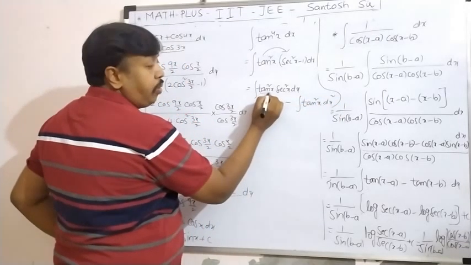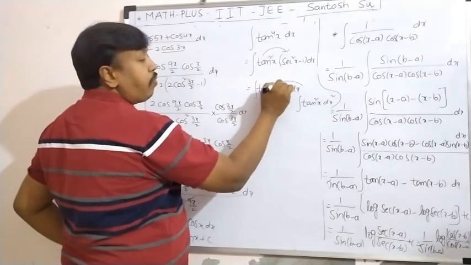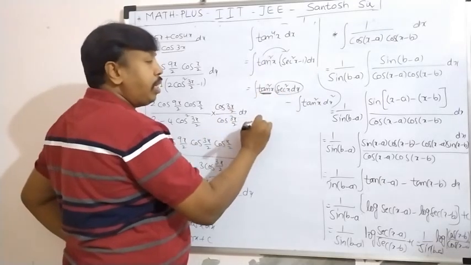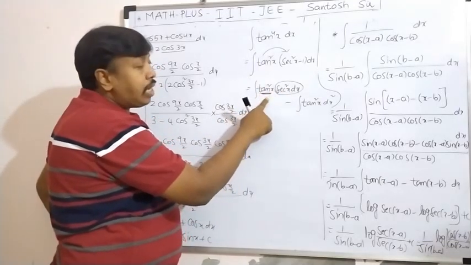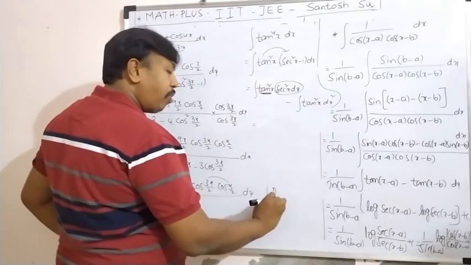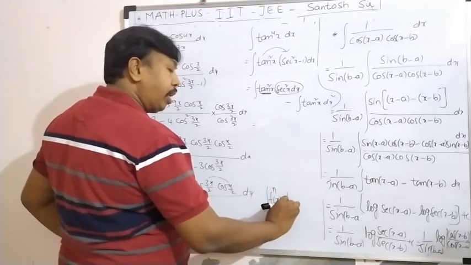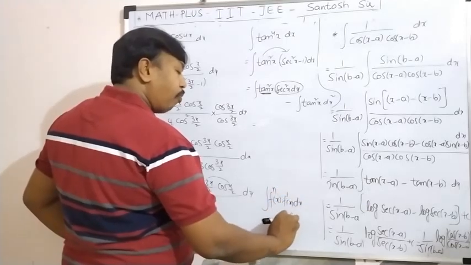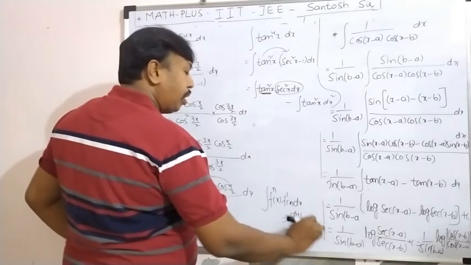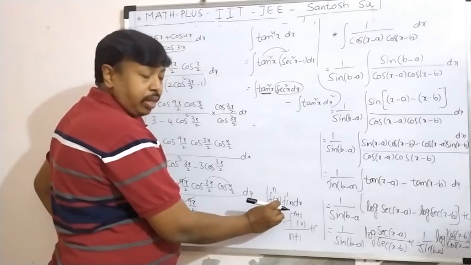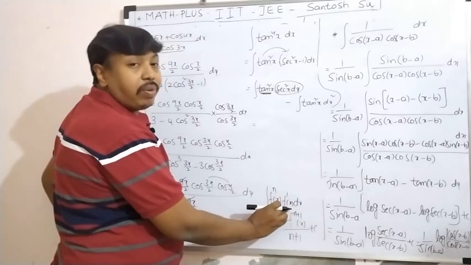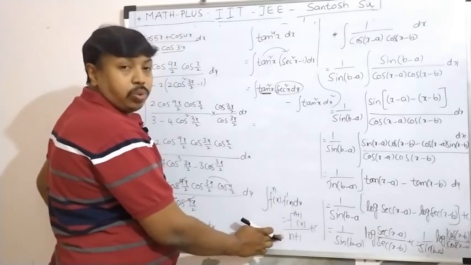See here, if I take tan x as t, this entire function becomes dt, and this becomes t square. So directly I am doing tan cube x. Here we have a formula: integration of f power n of x into f dash of x dx becomes f power n plus 1 of x upon n plus 1, plus C. That is, if any function is there with power n, and beside that in the product there is the derivative of that function, then you can directly use this formula.